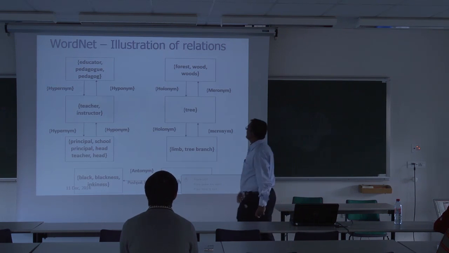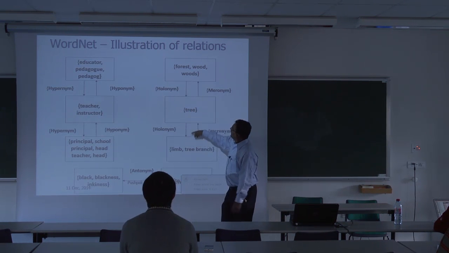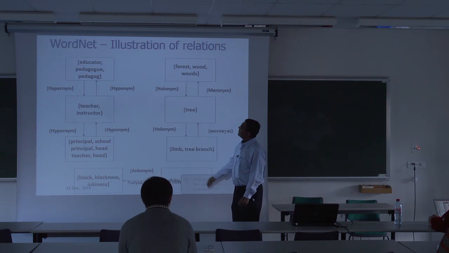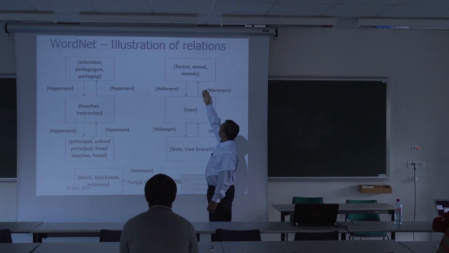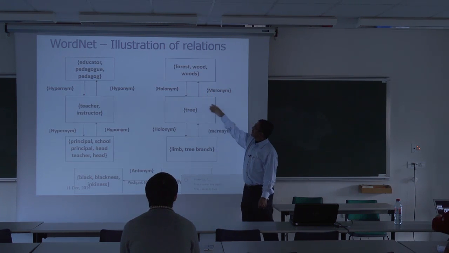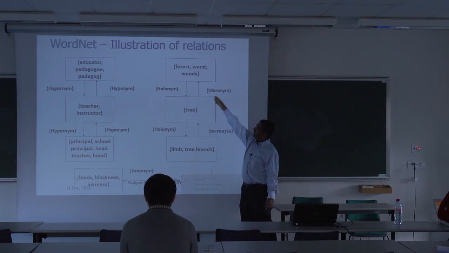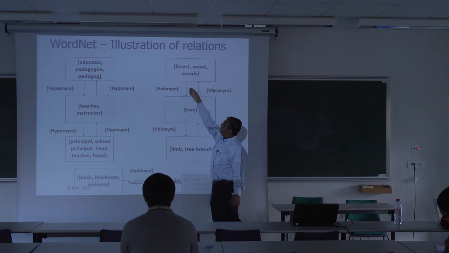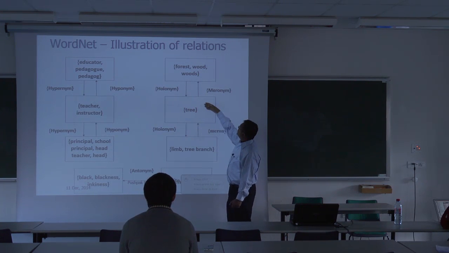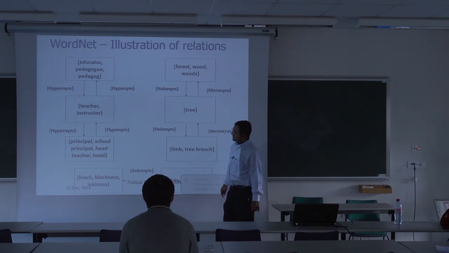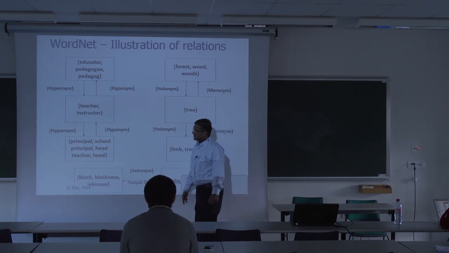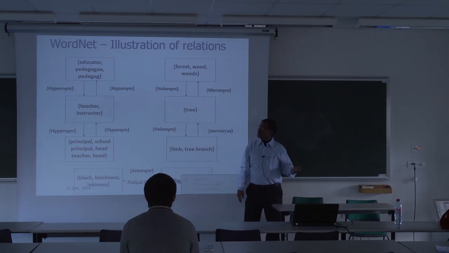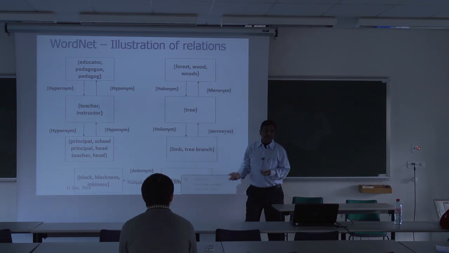So Wordnet is really a collection of these kind of synonym sets. So, for example, forest, wood and woods, tree is a part of the forest. So, this is the holonymy relations going down, meronymy relation going up, okay, limb, tree, branch, etc. Then hypernymy, hyponymy, these are synsets and so on and so forth. So, it is an intricate lexical knowledge network.